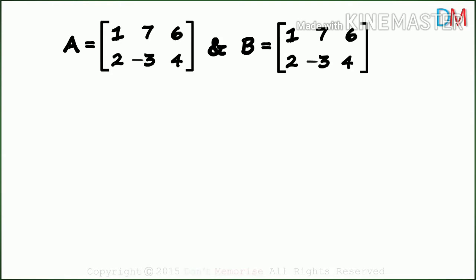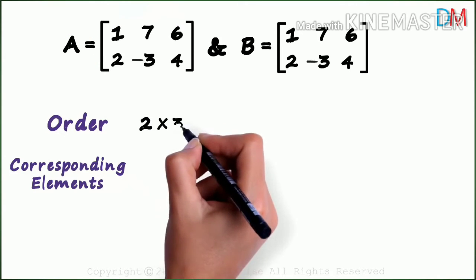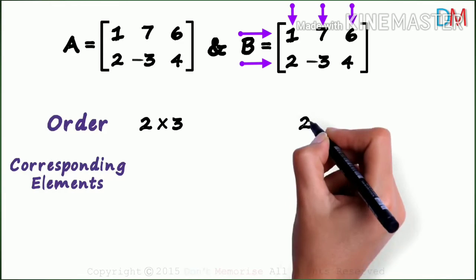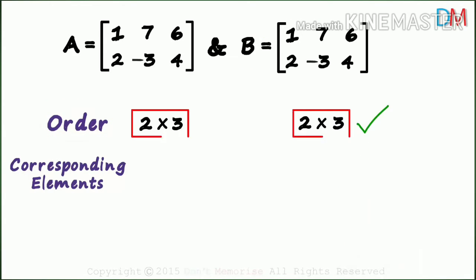To find out if they are equal, we compare their orders and their corresponding elements. Matrix A has 2 rows and 3 columns, so its order will be 2 by 3. And similarly, the order of matrix B will also be 2 by 3. So the first condition is satisfied. The orders of both the matrices are the same.